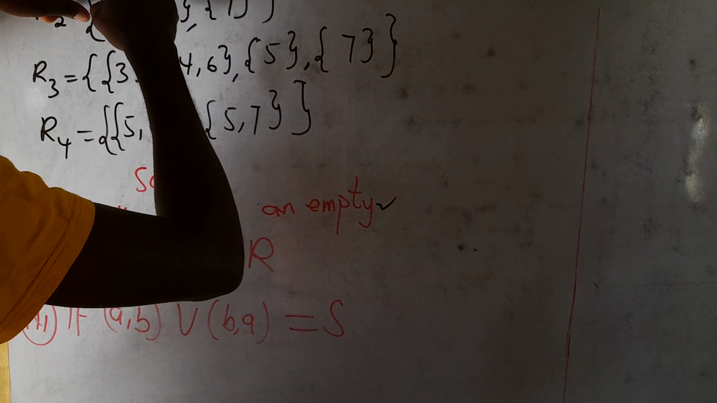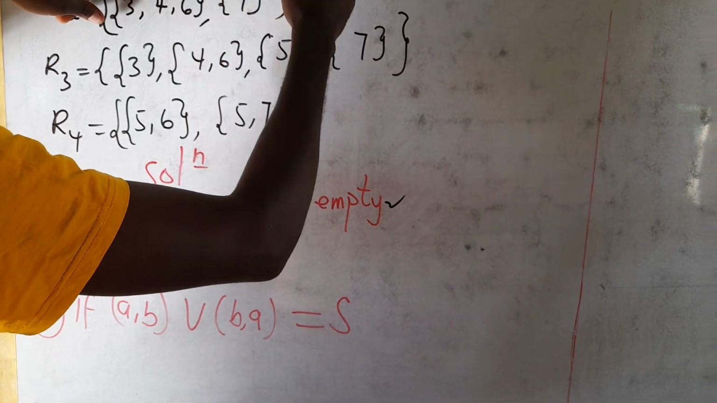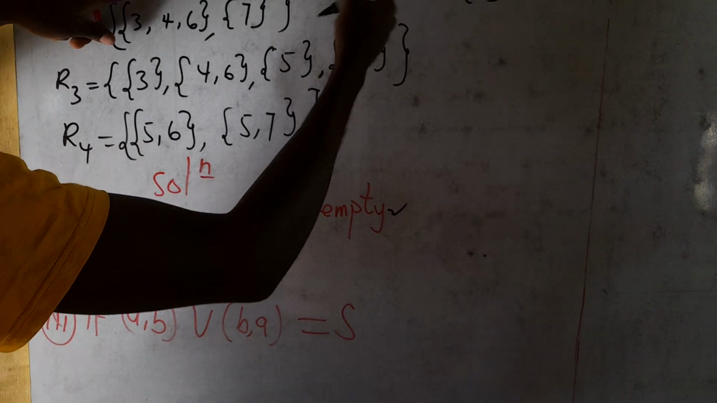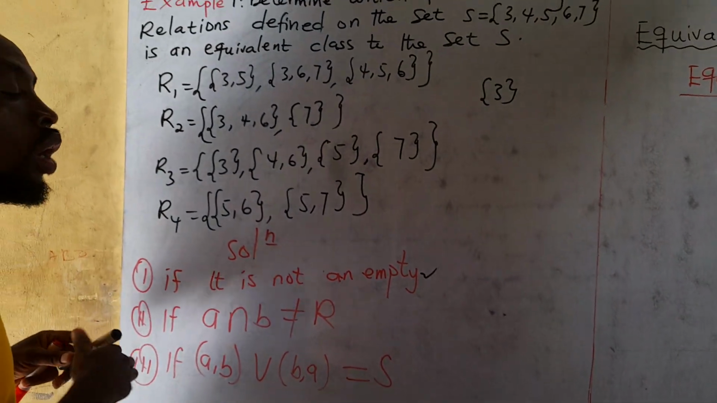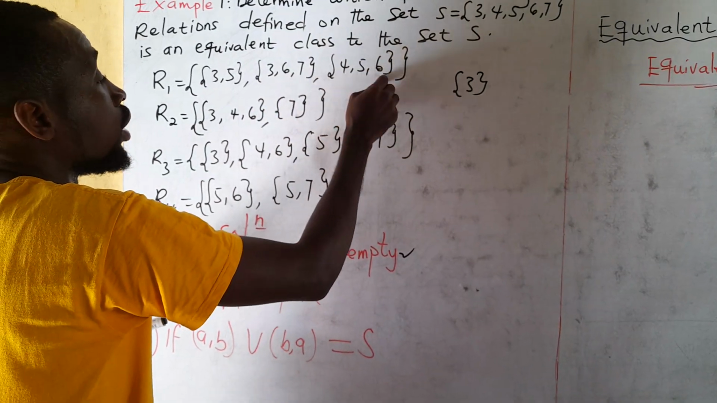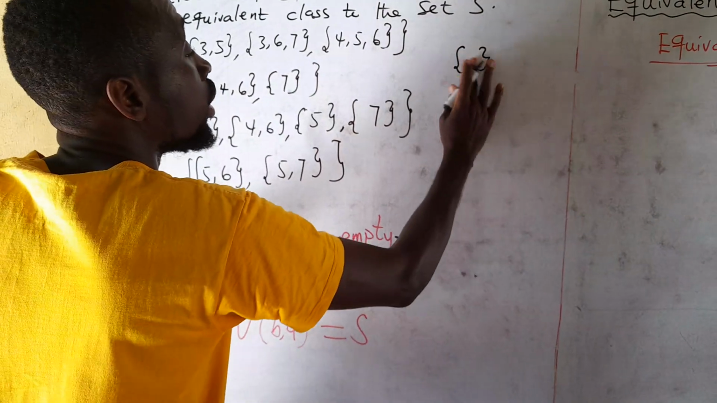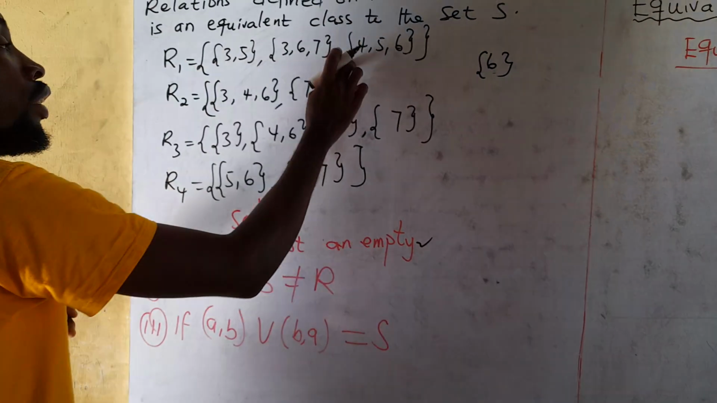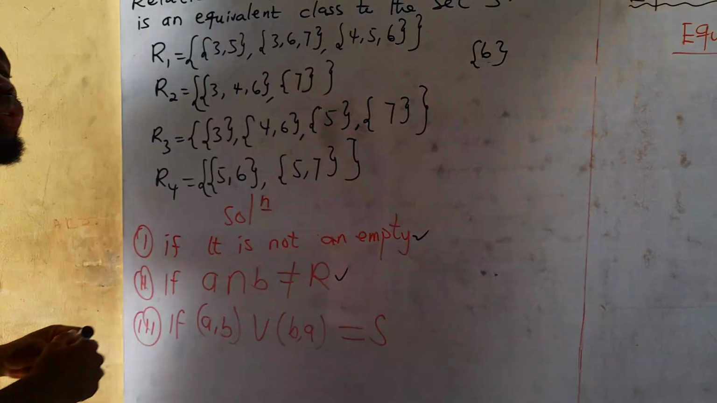So we check {3, 5} against {4, 5, 6}. The intersection is an empty set, and there is no empty set in the relation R1. It's also satisfied. We check {3, 6, 7} against {4, 5, 6}. The intersection here is 6. Do we have the set 6 in the relation R1? No. Then it satisfies that condition too as well.